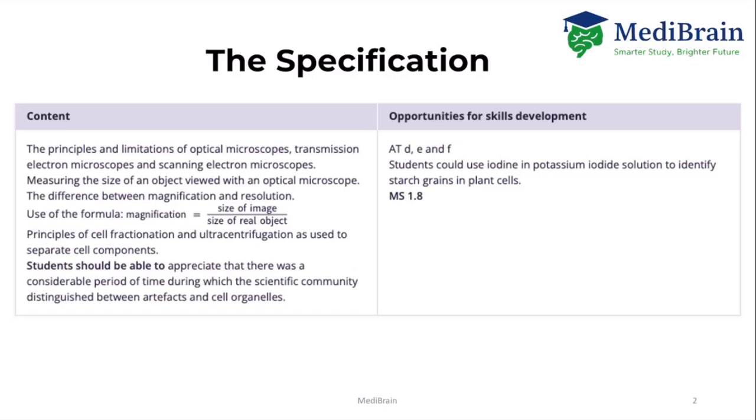In terms of the specification, we looked at the first part in our last lesson. We looked at microscopy, and the difference between transmission electron microscopes and scanning electron microscopes. We also looked at the formula for magnification, which is the size of the image divided by the size of the real object. Today, we're going to be focusing on this part of the spec, the principles of cell fractionation and ultracentrifugation as used to separate cell components.